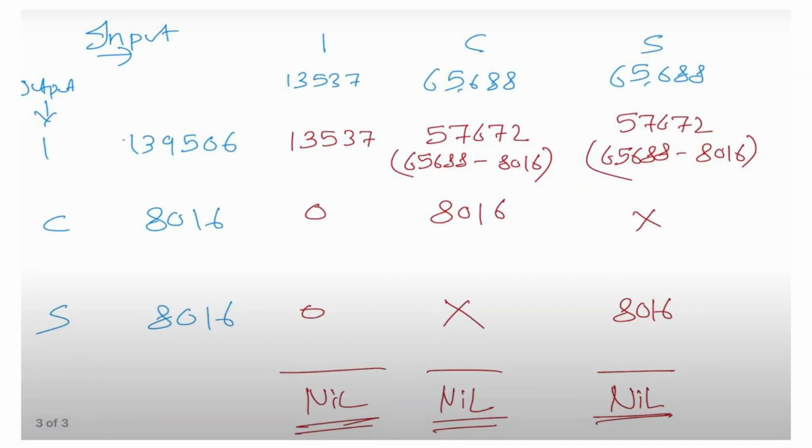What we have to do is, there is input tax credit. What is the input tax credit, sir, in our example? 13,537, 65,000, 65,000. IGST, CGST, SGST. We have put here IGST, CGST, SGST. Input is on the top row, and this is output tax liability. Where is the output tax liability? 1,39,506, 8,000, 8,000. I have put it here. IGST, CGST, SGST. This is output tax liability. This is input tax credit.